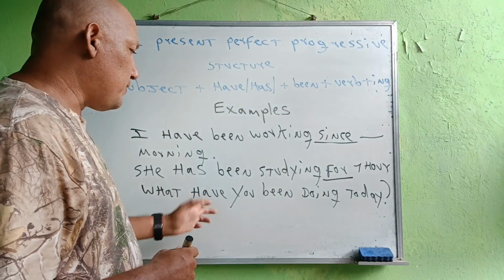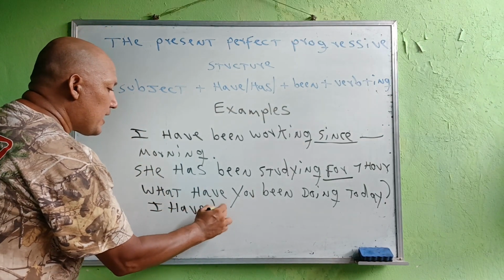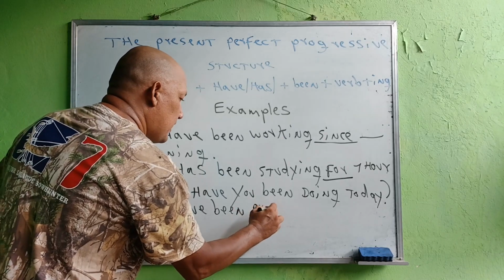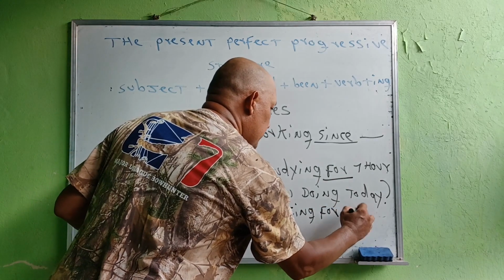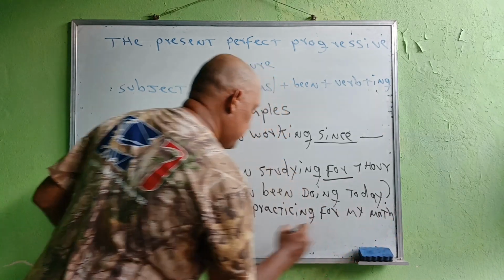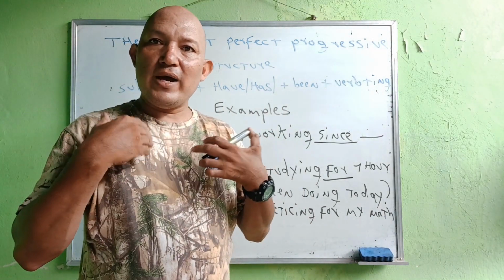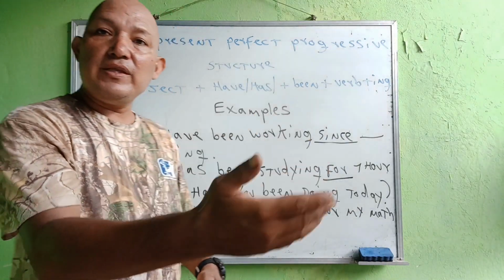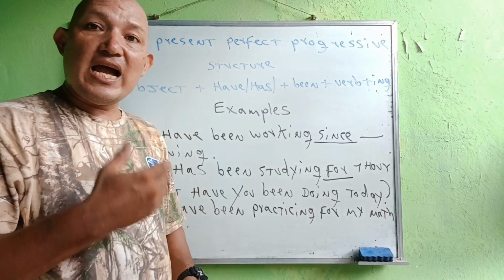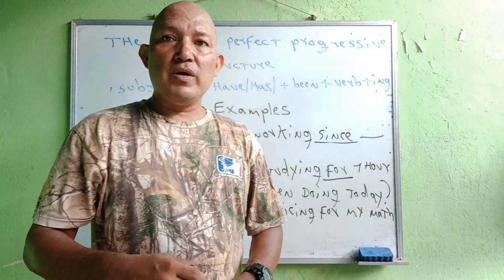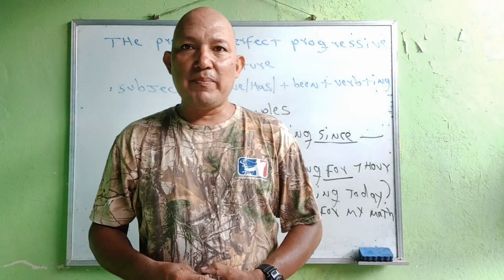The possible answer for me will be: I had been practicing for my math test. That's what I have been doing today. If someone wants to know what I have been doing today, what have you been doing today? My answer is I have been practicing for my test. I have been practicing for my math test because tomorrow at my college I'm going to have a test. That's the action, the activity I have been doing in the past and continue to the present.